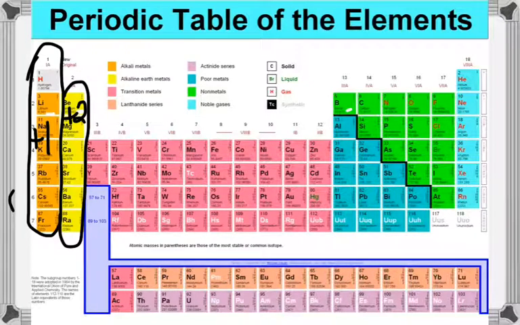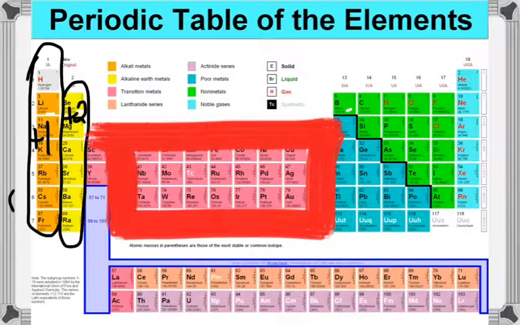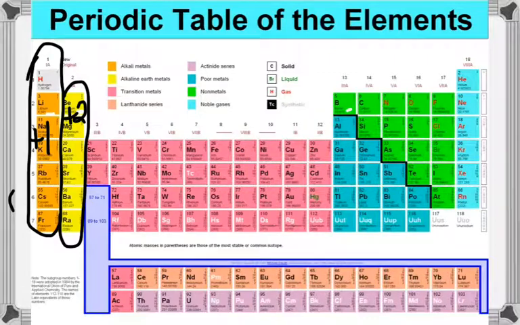And then I'm going to skip the transition metals. Okay, these are the transition metals right here. I'm going to skip over those, and go to aluminum, what charge does aluminum have? +3. So coming from the left, eliminating the transition metals, I go +1, +2, +3. Now let's go from the right.